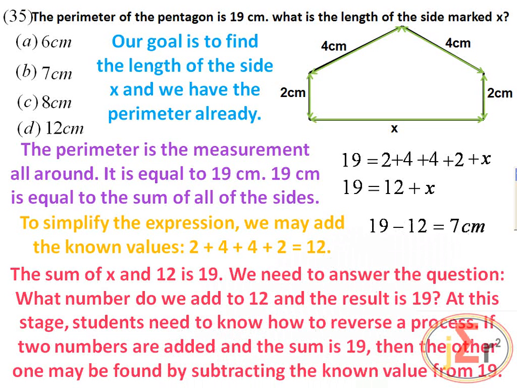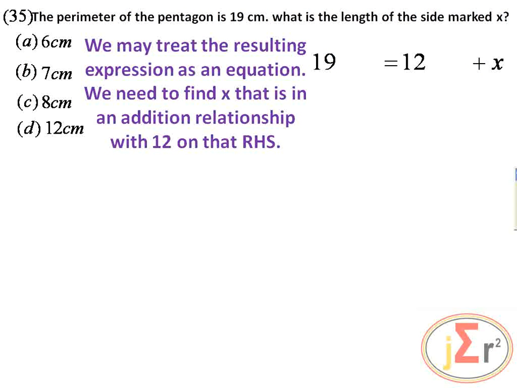So 19 minus 12, and the result is 7, as Jerry said before. And that is represented by Option B. We may treat the resulting expression as an equation. We need to find X that is in an addition relationship with 12 on the right hand side. So we have 19 is equal to 12 plus X, and that is an equation that we need to solve in order to find the value of X.